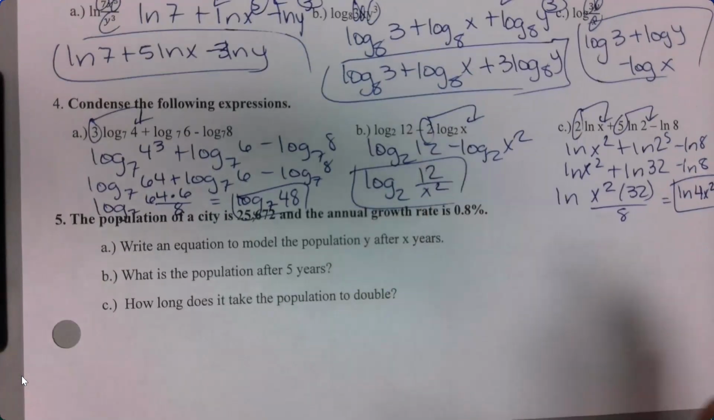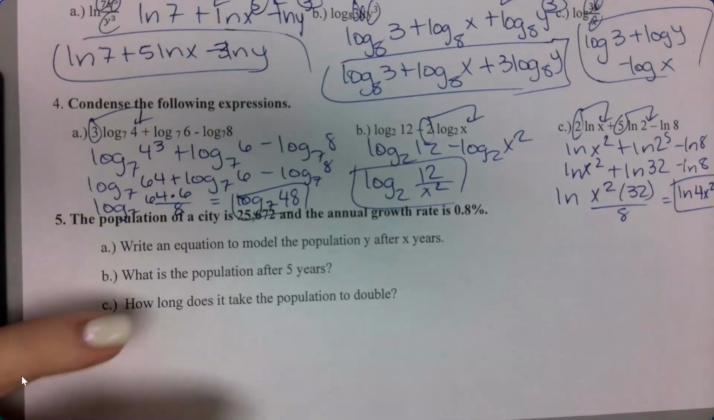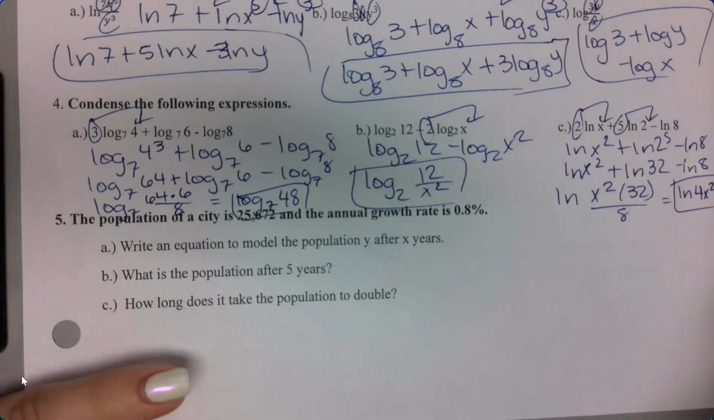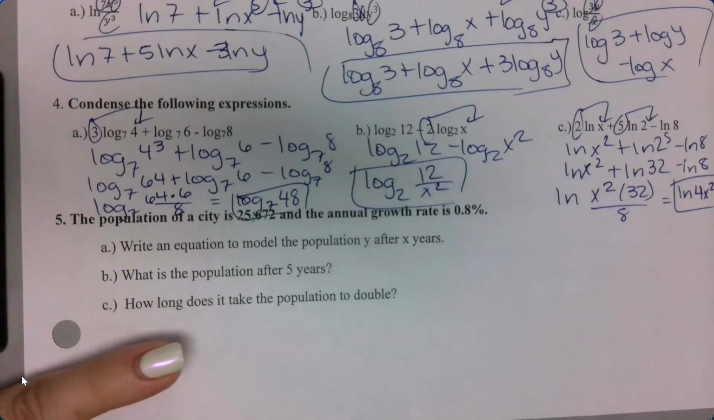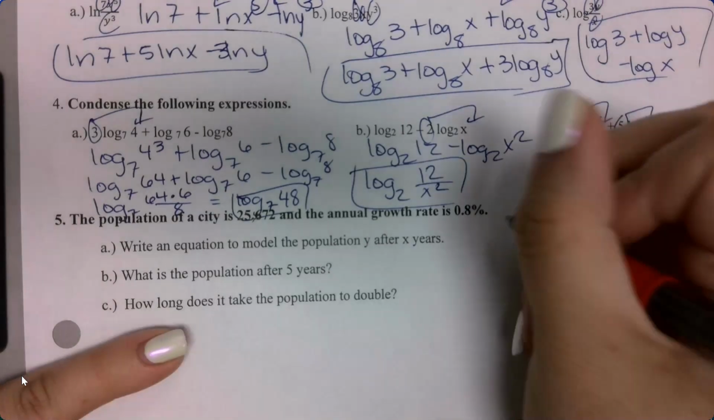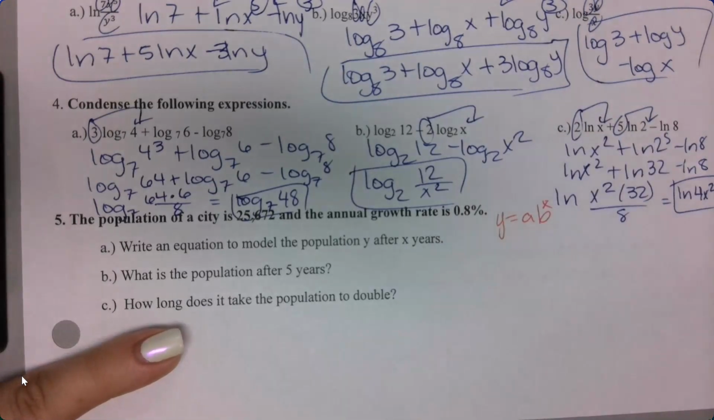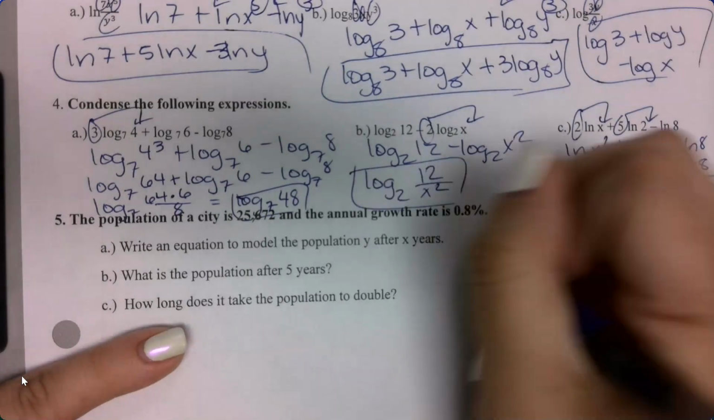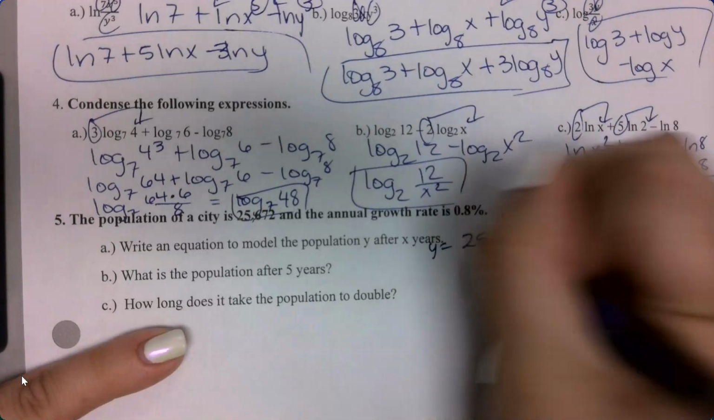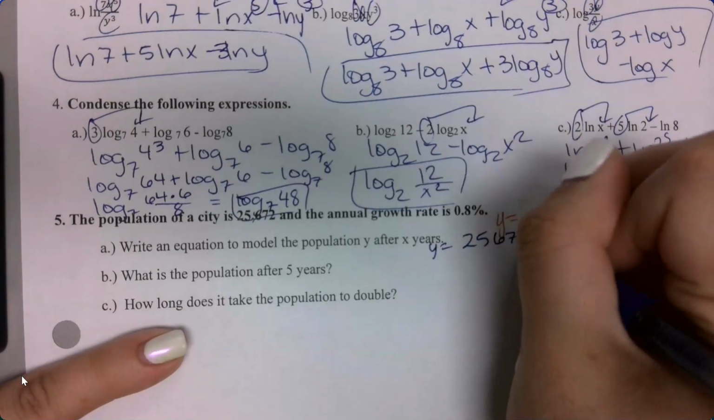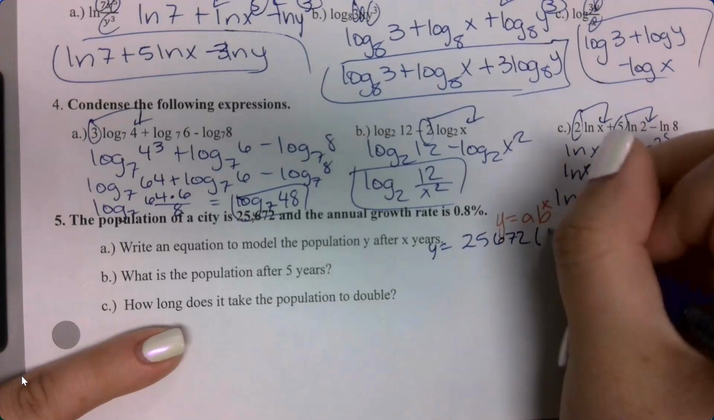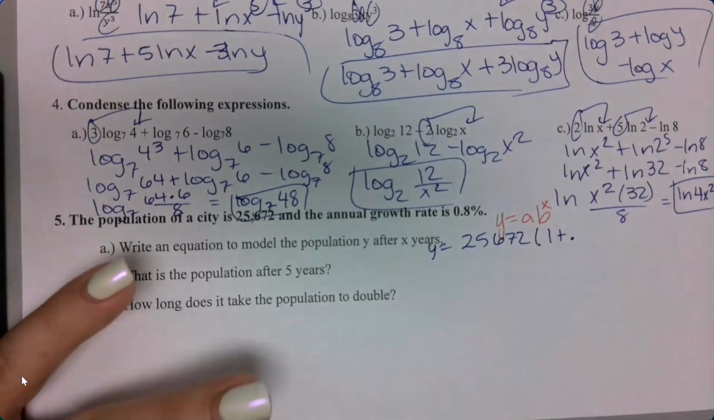Okay, this next one tells me the population of a city is 25,672. The annual growth rate is 0.8%. Write a function for the population after x years. This formula is going to be y equals a times b to the x. So for a, this is going to be y equals 25,672. Because it's a growth rate, actually I lied about the formula.